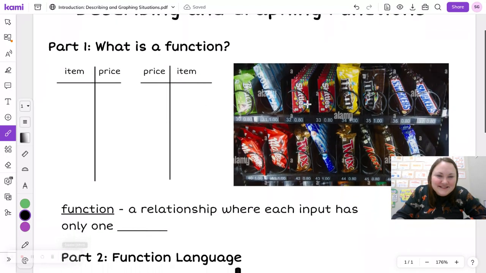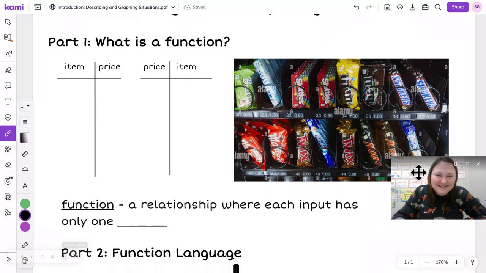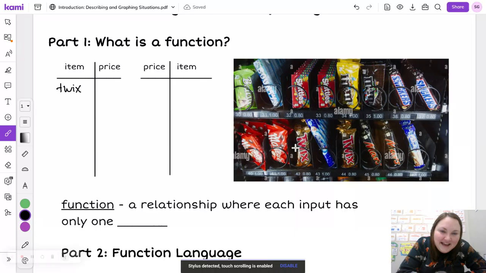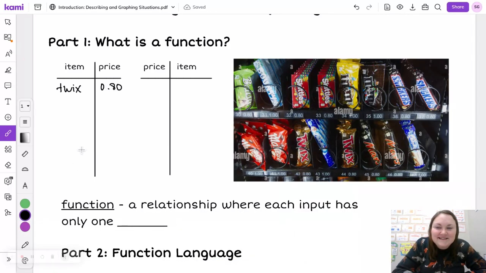And I like to use this example of a vending machine to help explain what functions are. If we look at the vending machine, there's two pieces of information we can learn. We can learn what type of items are in the vending machine, what type of candy, and then the price for each of those candies. So for example, I could look at the vending machine. I see that there are Twix in the vending machine, and if I look at the price, I can see Twix costs 80 cents.